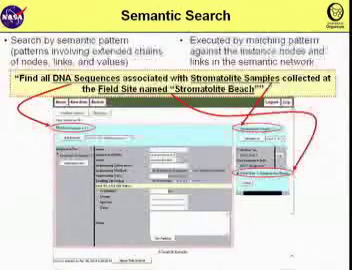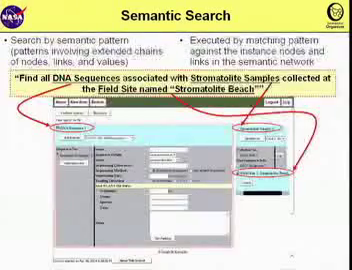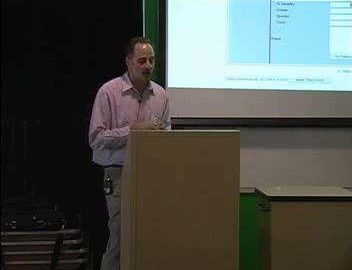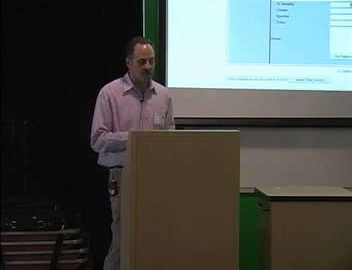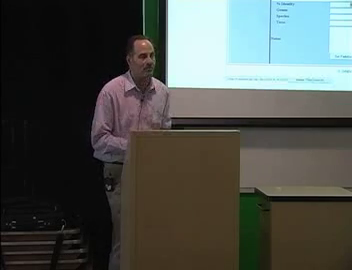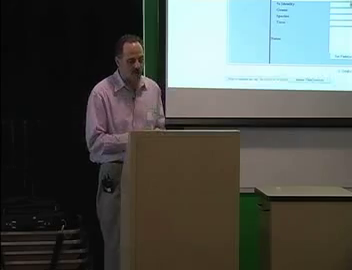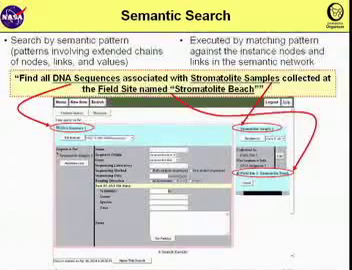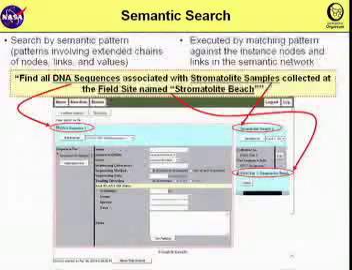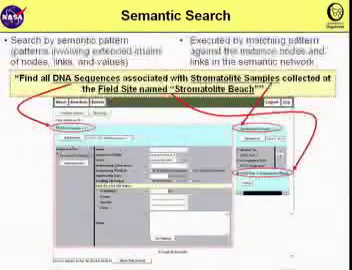And this is actually work that my colleague Dan Barrios did to develop this approach to searching for extended patterns, or extended chains of links and nodes. So you can actually execute queries like find all DNA sequences associated with stromatolite samples collected at the field site named Stromatolite Beach. Okay, so this is a simple interface that Dan put together that allows you to specify these types of extended chains, which are then executed by matching them against the semantic network structure and finding results in that way.